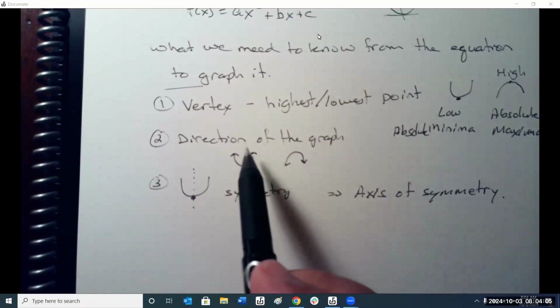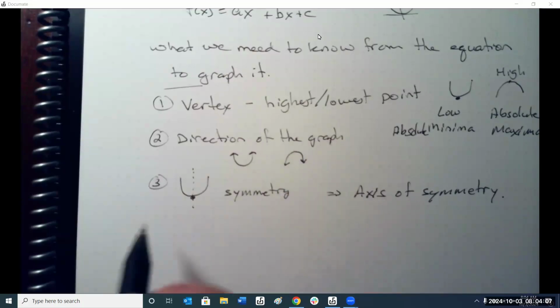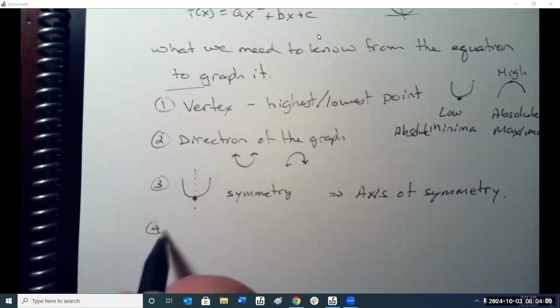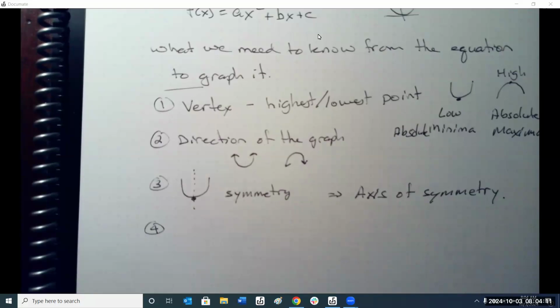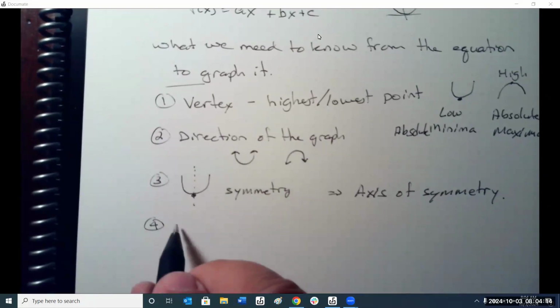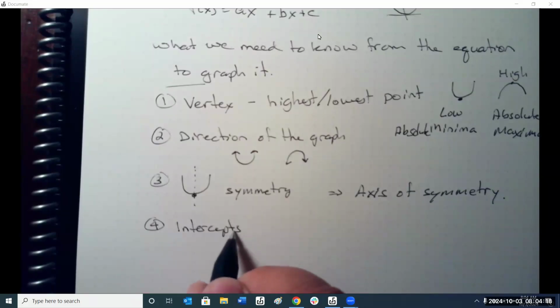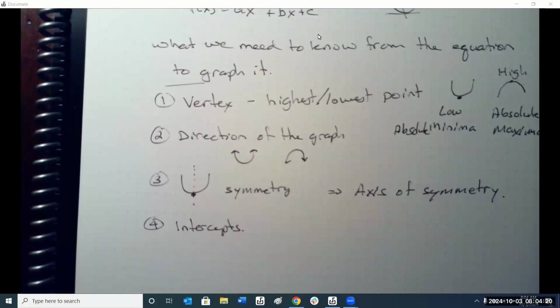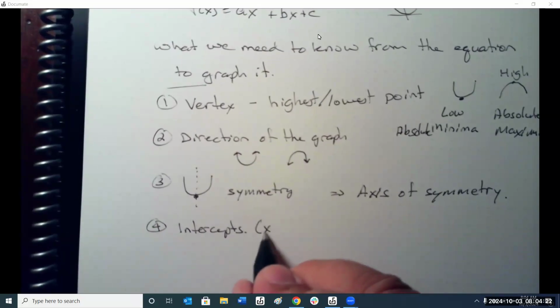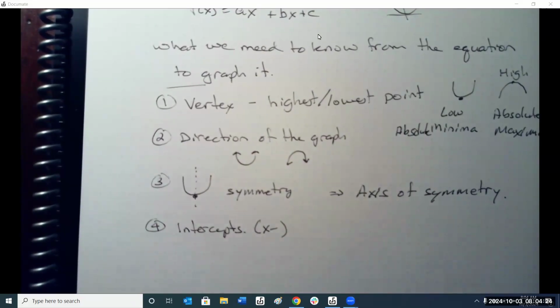So direction, we have to find the vertex. And the intercepts. The x-intercepts. Because that's what we do when we're going to solve them. All right.